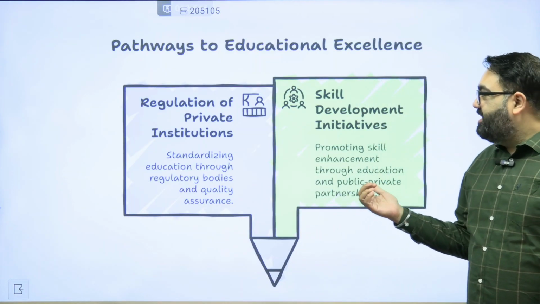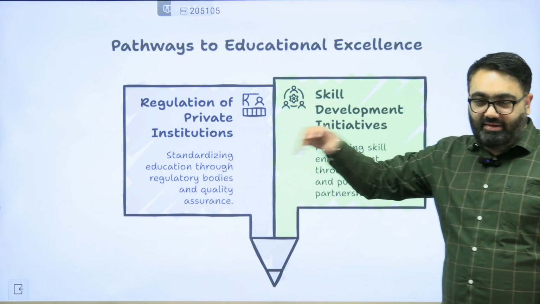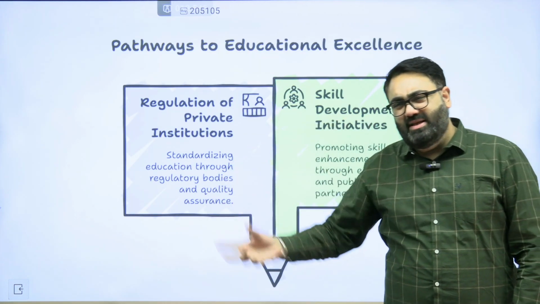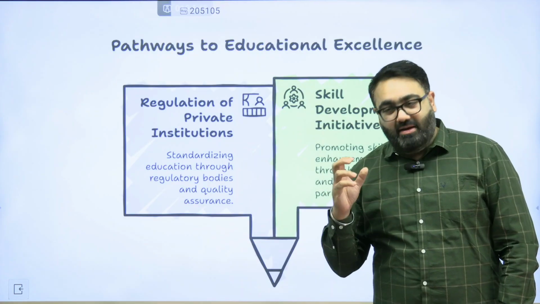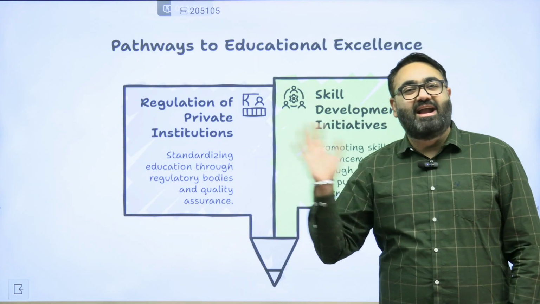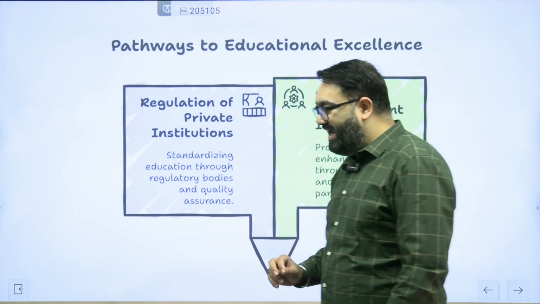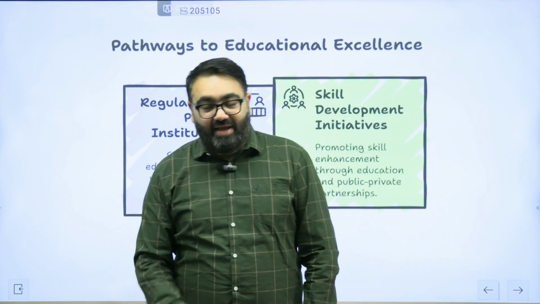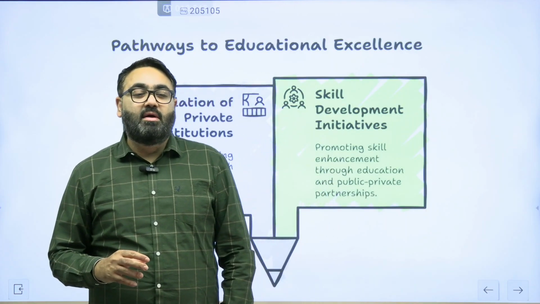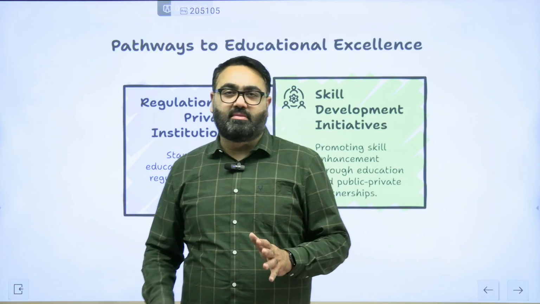There are regulations that are imposed on schools through regulatory bodies. The government has, for example, the CBSE board and ICSE boards that tell the schools what curriculum to follow, so that the schools don't just randomly follow whatever they want. The government also is focusing on improving skill development, improving the level of skills that people have. For so many decades in India, the focus has always been on rote learning.